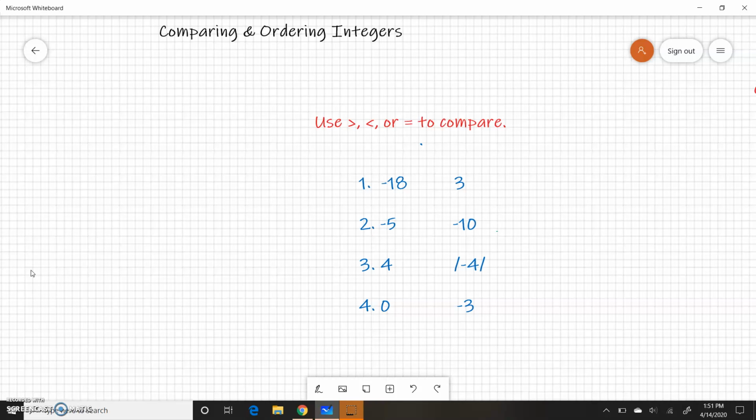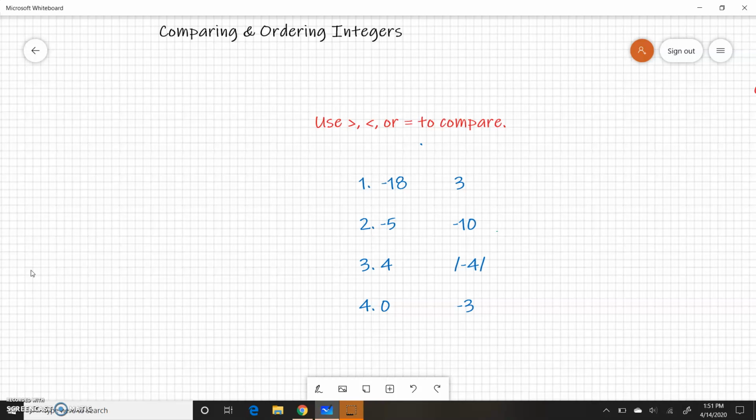In my opinion, the easiest way to think about integers is to pretend that they are temperature. So the warmer it is outside, the higher the number is. So let's just jump into some of these examples, and I think that you'll catch on pretty quickly.